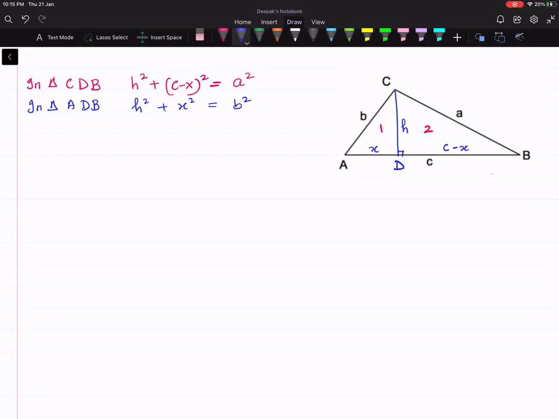we have to get the area, and to get the area I need the value of h, right. So the area of the triangle is half of base, that is c, into height h. So we have to find the height h. These are basically two equations with two variables, so if we eliminate x, we will get the value of h.